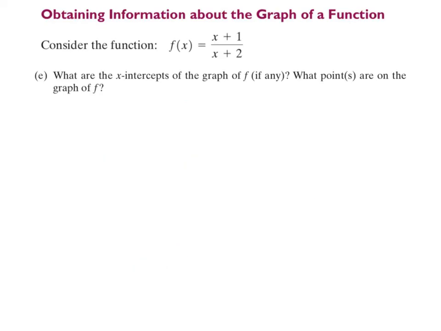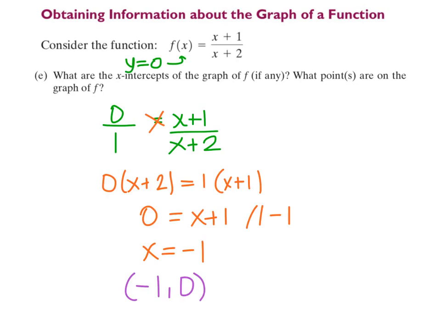And so the last thing that we're going to be asked to do in this video is find the x-intercepts of the graph of f, if there are any, because there are some graphs that don't cross the x-axis. So remember, x-intercepts means that I set y equal to 0. So I'm going to do that and see if I get anything. I'm going to use the same process as the last example and cross multiply. So I end up with 0 is equal to x plus 1. So that means that x is equal to -1. So there's one x-intercept at (-1, 0).